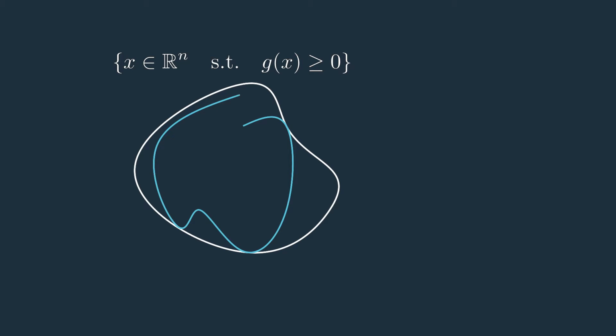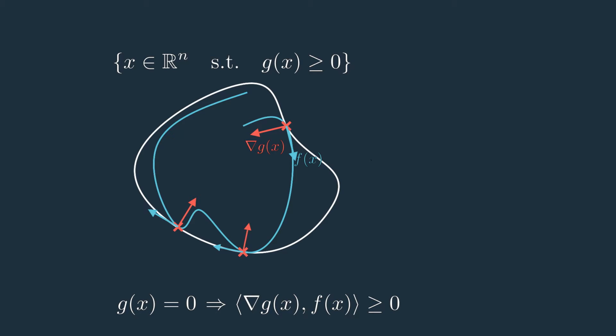Well, I have to look at the times where my trajectory meets the boundary of the set. In particular, at those points, g of x should be equal to 0, and at those points, I should look at two vectors. The first vector is the gradient of g at that point, which is pointing in the direction of biggest increase of my function g. And the other direction I should be looking at is the direction that f is telling me to take. Now for my trajectory to be invariant, I need the inner product between these two vectors to be non-positive, because otherwise I would go outside of this set.